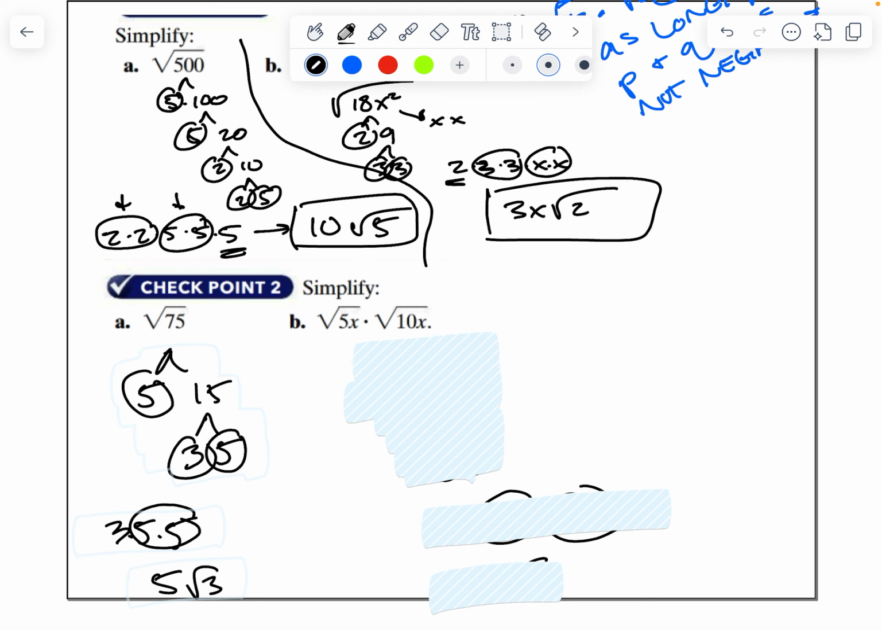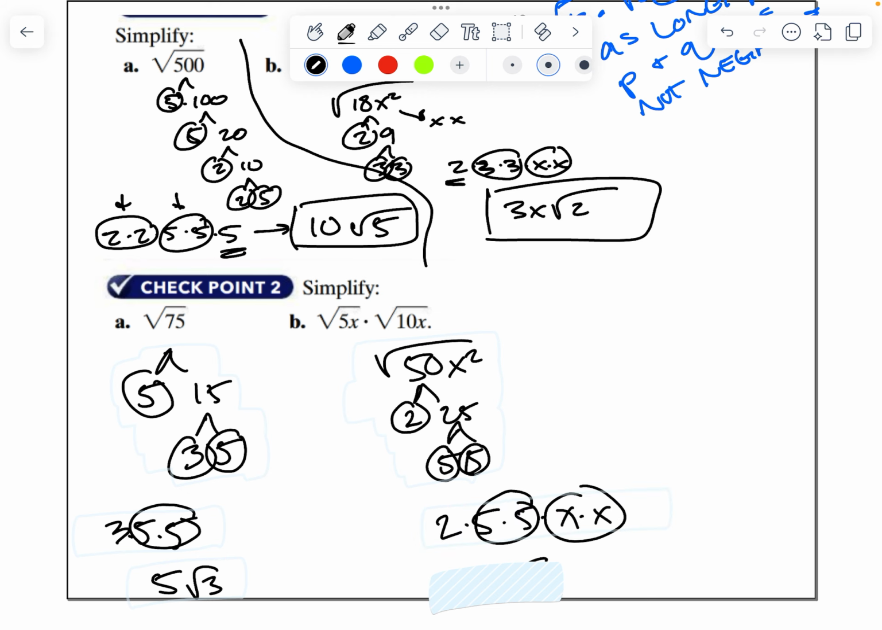The square root of 5x times square root of 10x is the same as square root of 50x squared. The 50 will break down into 2, 5, and 5. When you put those in order, 2, 5, 5, and you can't forget your x's here. There's 2 of those. x and x makes x squared. The 5's have buddies. The x's have buddies. The 2 does not. So 5 and x gets to go outside. They have buddies. 2 has to stay inside.